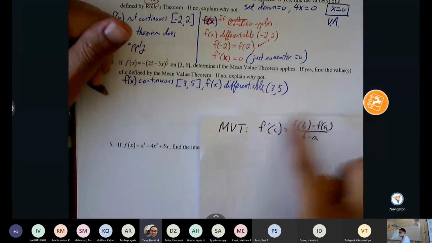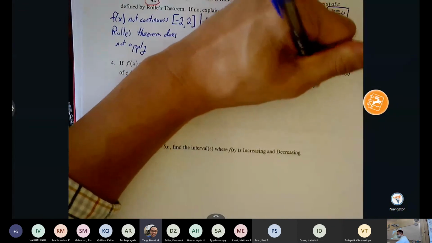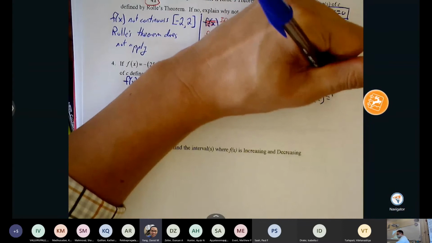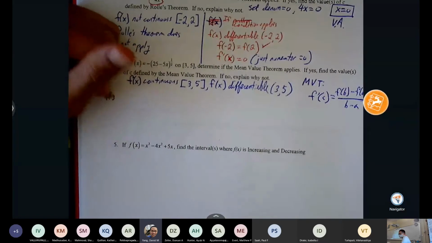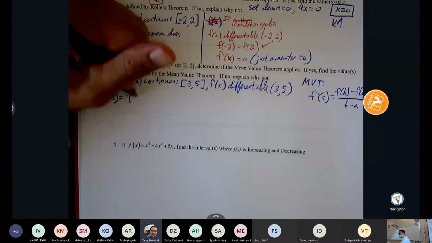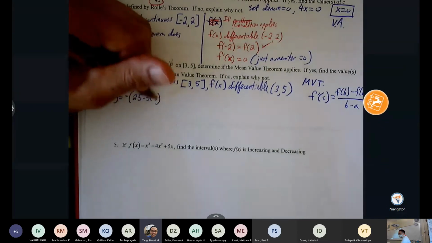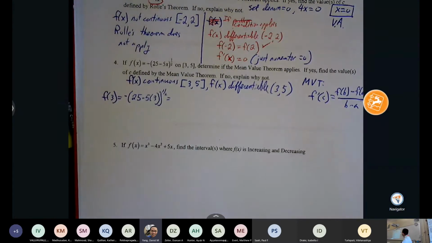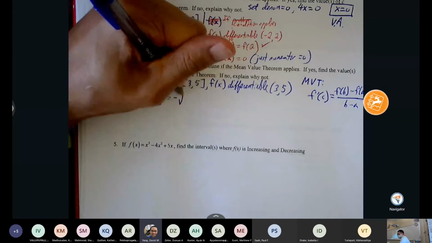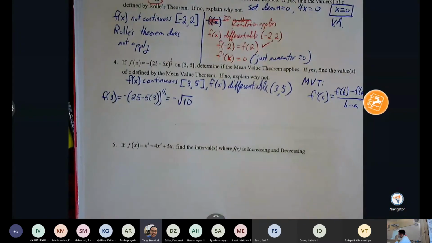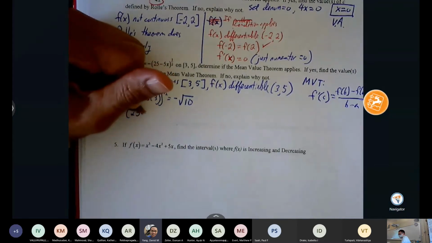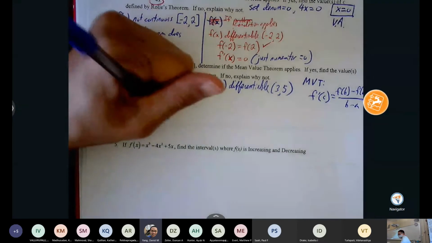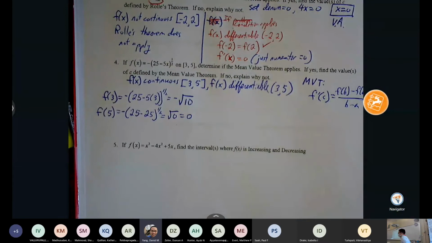Okay, so we're going to focus our attention at the endpoints. Let me write the formula here. All right, so f of 3, that's 25 minus 15, which is 10, negative 10 to the 1/2, which is negative square root of 10. f of 5: 5 times 5 is 25, square root of 0 is 0. Okay, I have my ordered pairs.